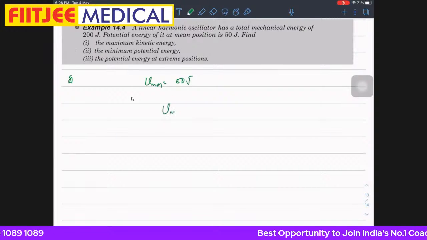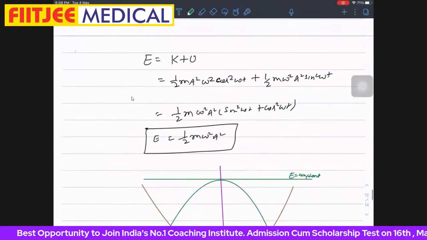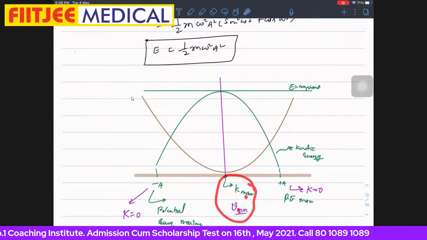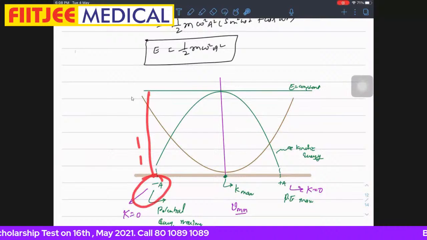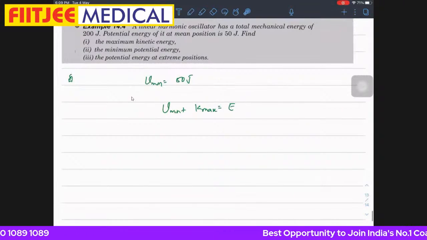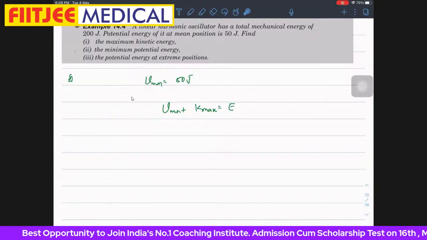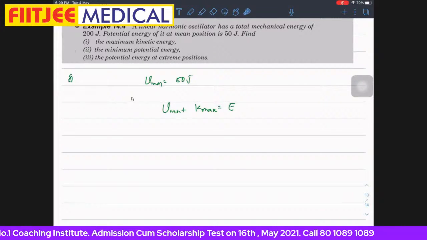And what we can say, minimum potential energy plus K max, this will be the total energy. You can see in the diagram. Energy max will be what? Kinetic energy maximum plus U minimum, this will be maximum. Or potential energy maximum, because here kinetic energy is zero. So whatever this total energy is given here, I can write it as a maximum potential energy, or at the mean position I'll write it as a minimum potential energy plus maximum kinetic energy. This will be the total energy.